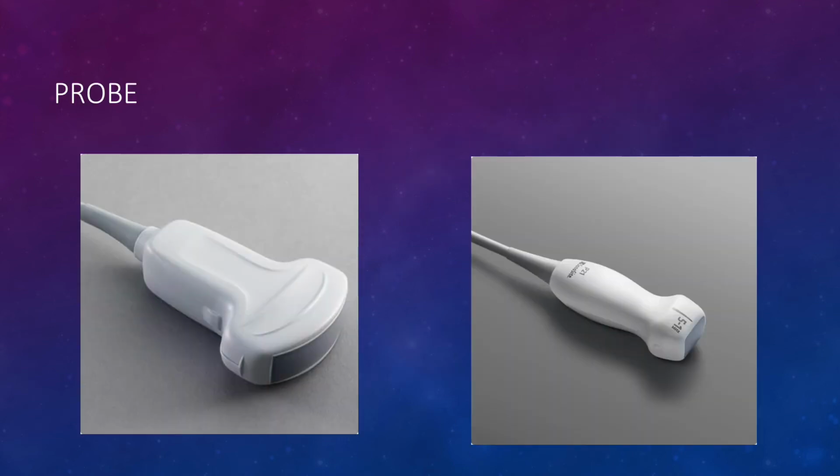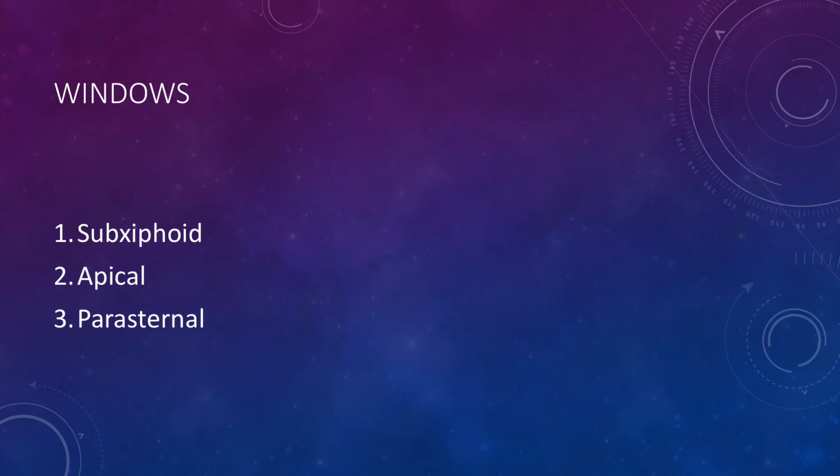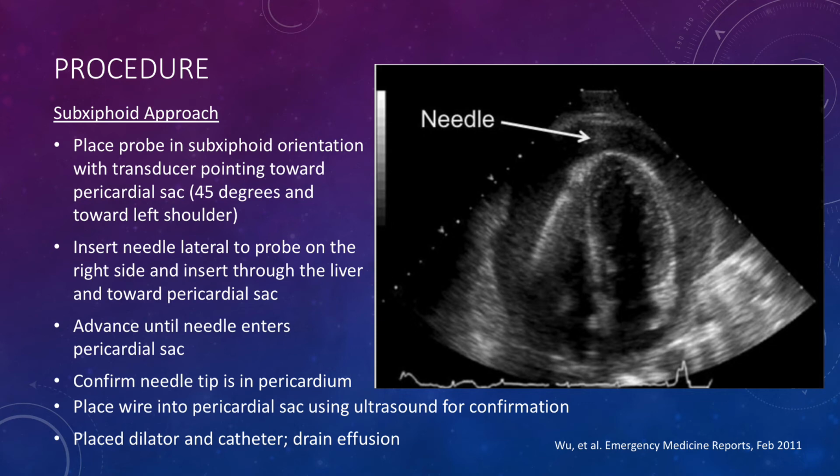Either one of these probes can be used for this procedure, and you'll want to find a pericardiocentesis kit or an 18-gauge spinal needle. You'll want a sterile probe and a sterile field. You can attempt this in all three windows: subxiphoid, apical, and parasternal. This is an example of the subxiphoid approach.